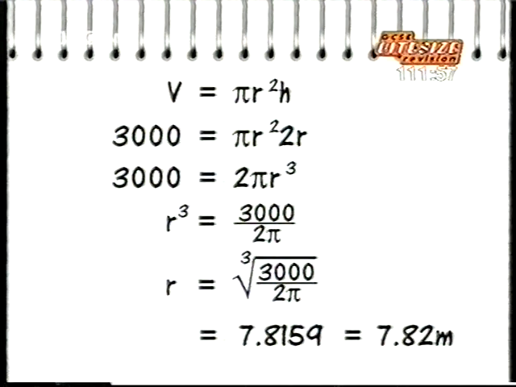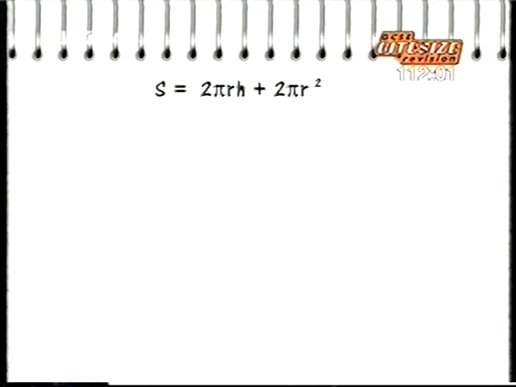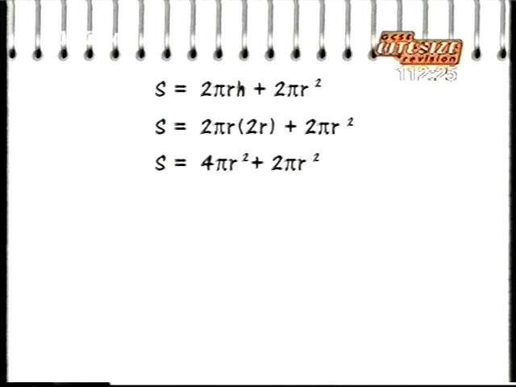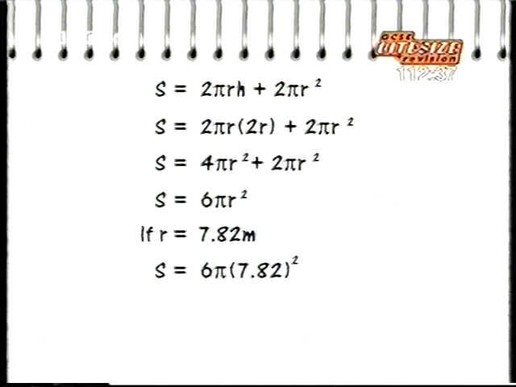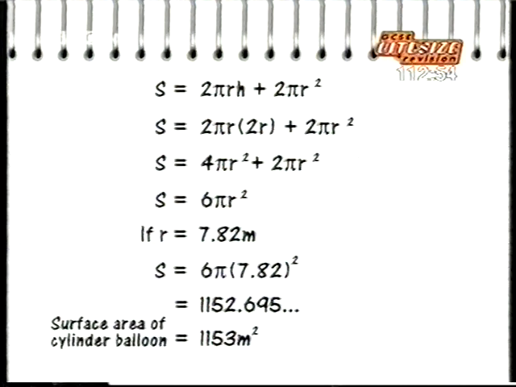We can then use this value of r to find the surface area of the balloon. The surface area of a cylinder is given as S equals 2 pi r h plus 2 pi r squared. In our case, the height h is twice the radius r. So S becomes 2 pi r times 2r plus 2 pi r squared, or 4 pi r squared plus 2 pi r squared, which is 6 pi r squared altogether. So, if r equals 7.82 metres, then the surface area S is 6 pi times 7.82 squared, which works out as 1152.695 square metres. So, to the nearest square metre, the amount of material needed for the cylindrical balloon is 1153 square metres.